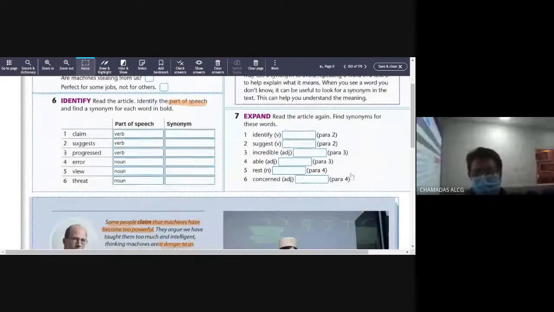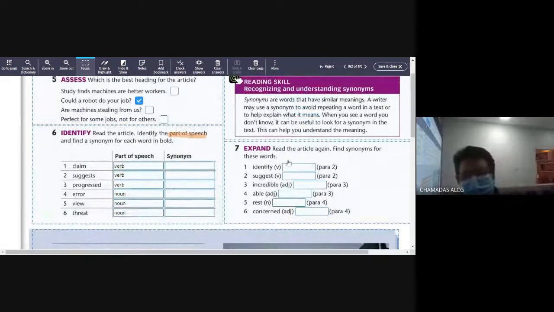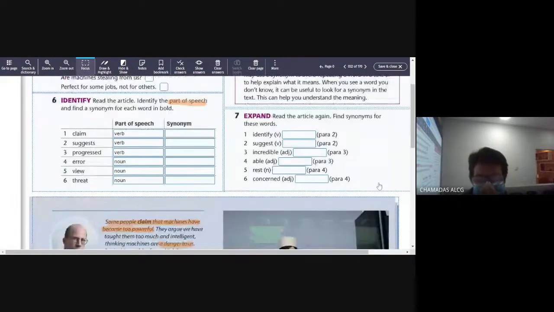So suppose you don't know the word claim. You don't know the meaning of this word. If you read on, you will find the synonym. They argue we have taught them too much. So they profess, they defend. Now, read the article again and find synonyms for these words. So, identity, paragraph 2.